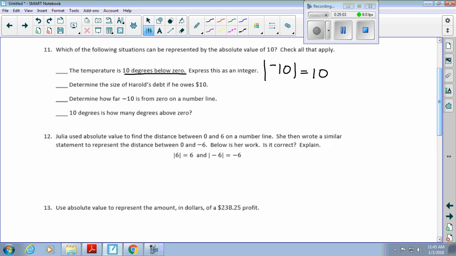So that negative 10 by itself does not have an absolute value. It does not equal 10. I don't know. We're just going to do it this way. Determine the size of Harold's debt if he owes $10. So, again, owing money means negative 10. Absolute value of that, we're talking about $10. Blah, blah, blah. Let's go on to number 12.